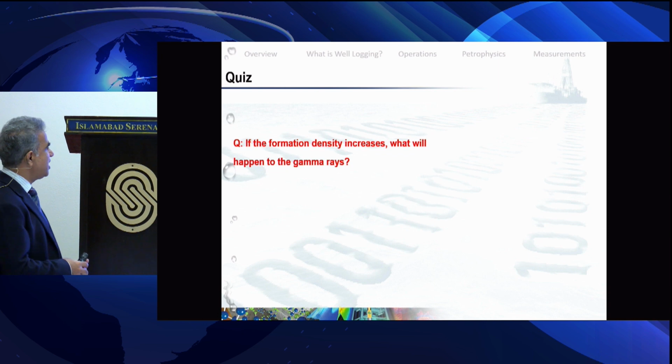If the formation density increases, what will happen to the gamma rays?